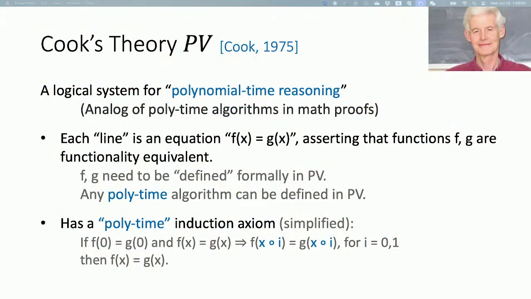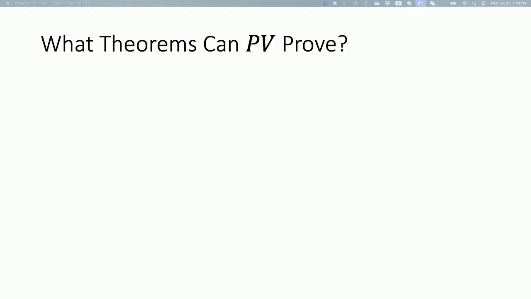If you see this for the first time, you may think this might be very restrictive, because each line in the proof can only say some function is equal to some other function, and you are also not allowed to use a general induction rule. You can only use a polynomial time induction rule. But it turns out that this proof system is quite powerful.